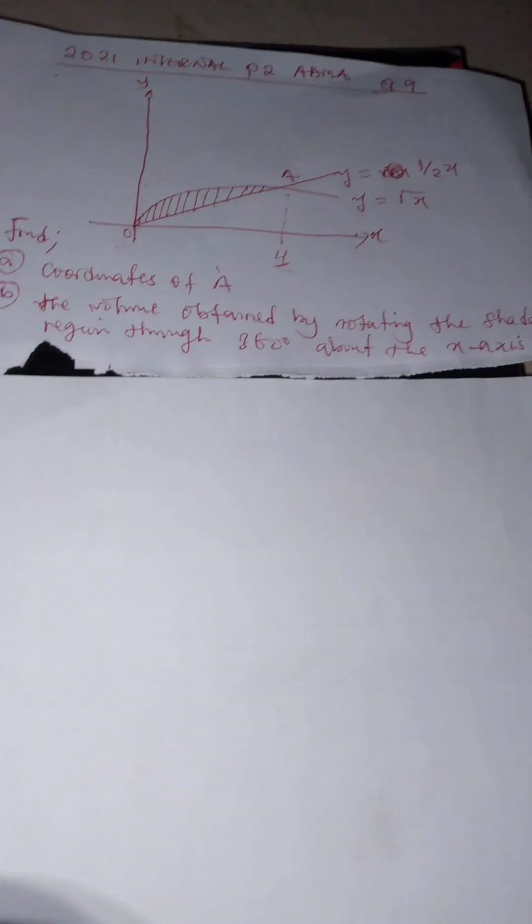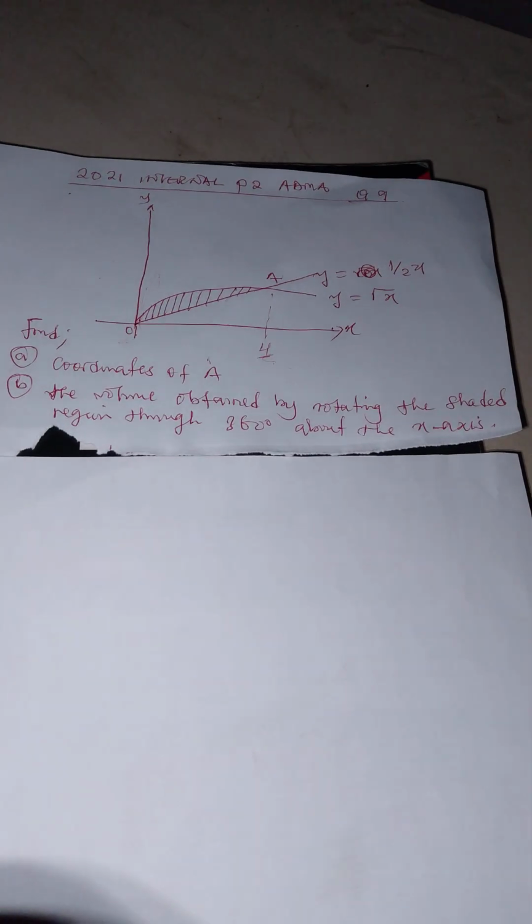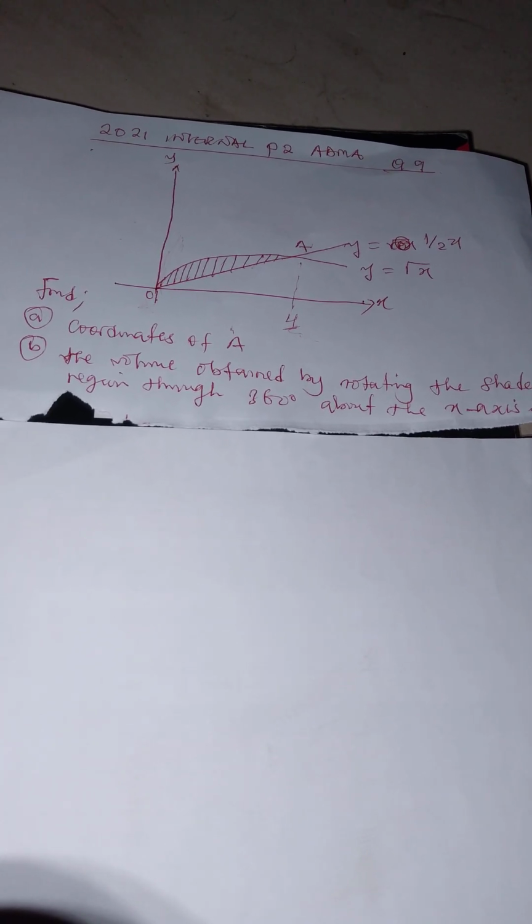So, this is Yoram Swale, and this is the question that came in Additional Mathematics 2021 for the internal candidates. So, this is question 9. We are going to solve it.